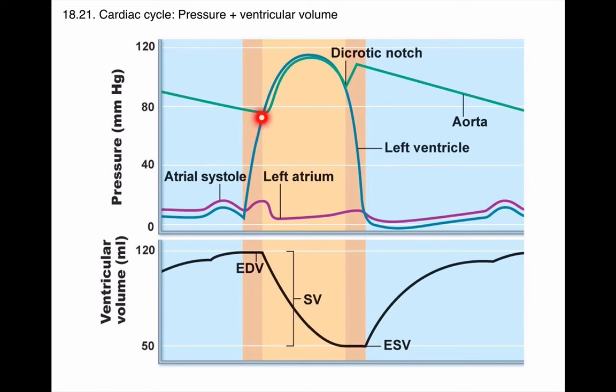But then once the ventricle starts contracting and the pressure goes up, there's this no man's land here. See, there's a flat line. This flat line here is called the end diastolic volume. It's showing the maximum volume of the ventricle at the end of its diastole, the end of its period of filling. All right?